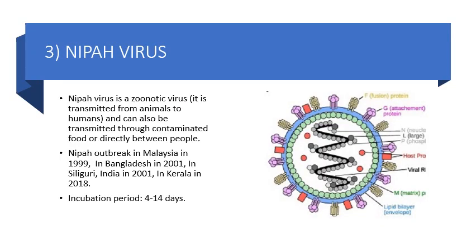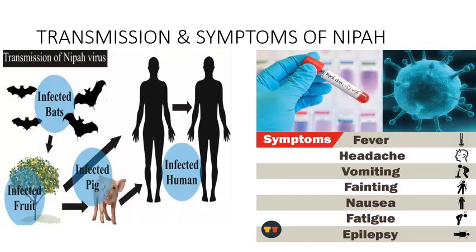Third, Nipah virus. Nipah virus is a zoonotic virus. It is transmitted from animals to humans and can also be transmitted through contaminated food or directly between people. Nipah outbreaks occurred in Malaysia in 1999, in Bangladesh in 2001, in Siliguri in 2001, and in Kerala in 2018. The incubation period of Nipah virus is 4 to 14 days.